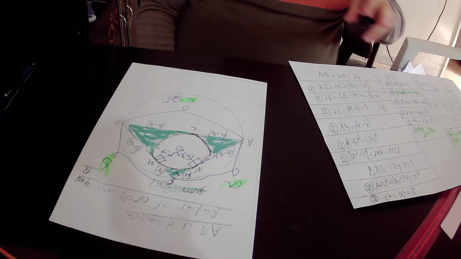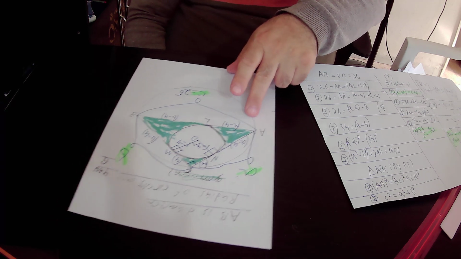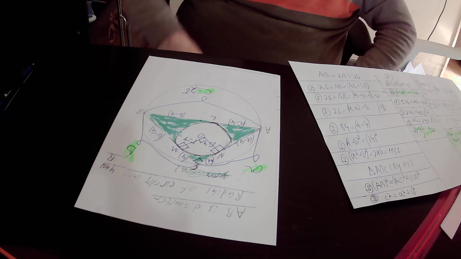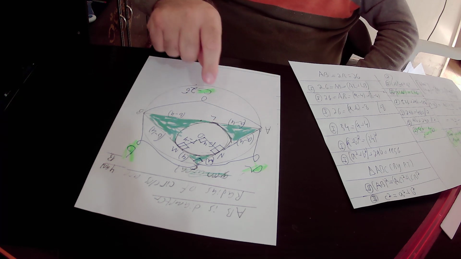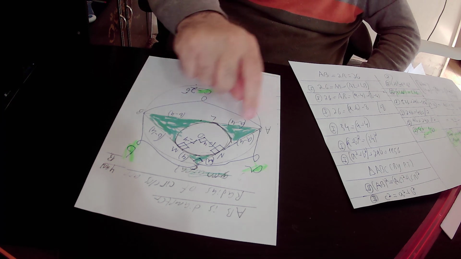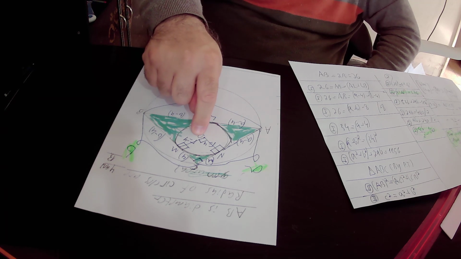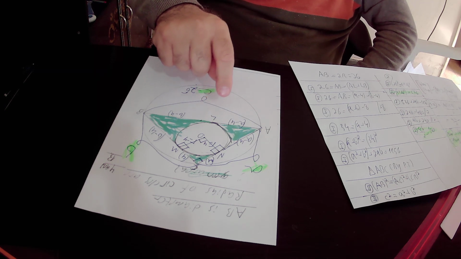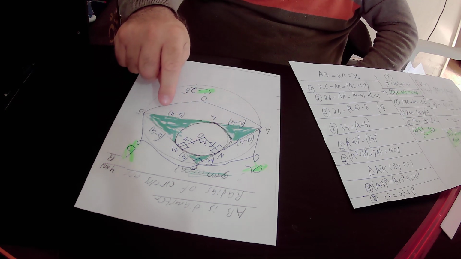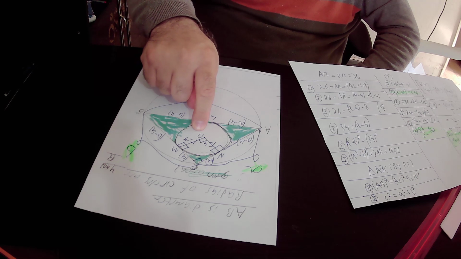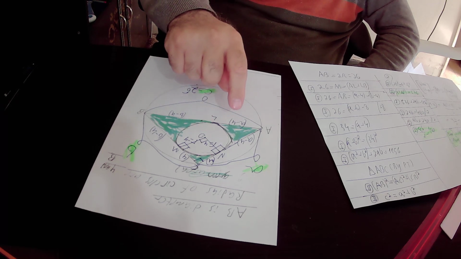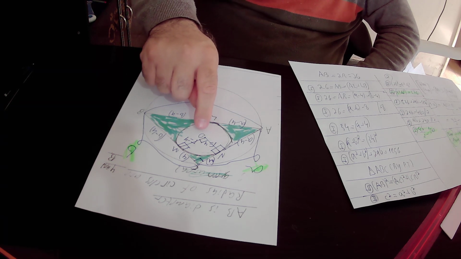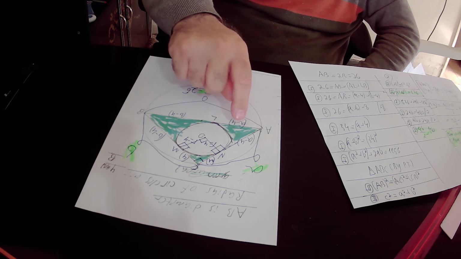So what is the area of the blue shape? From the drawing, it is very easy to see that the area of the blue shape equals the area of triangle ABC minus the area of the small circle. Again, the area of triangle ABC minus the area of the small circle equals the area of the blue shape.